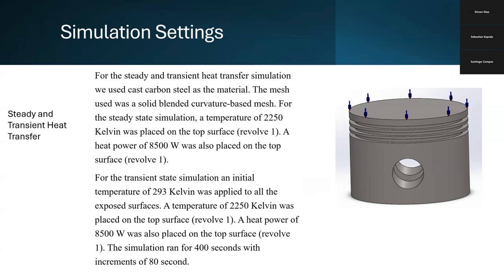Then for the transient state simulation, an initial temperature of 293 Kelvin was applied to all the exposed surfaces. Then a temperature of 2250 Kelvin was placed on the top surface along with a heat power of 8,500 watts. The simulation ran for 400 seconds with increments of 80 seconds.